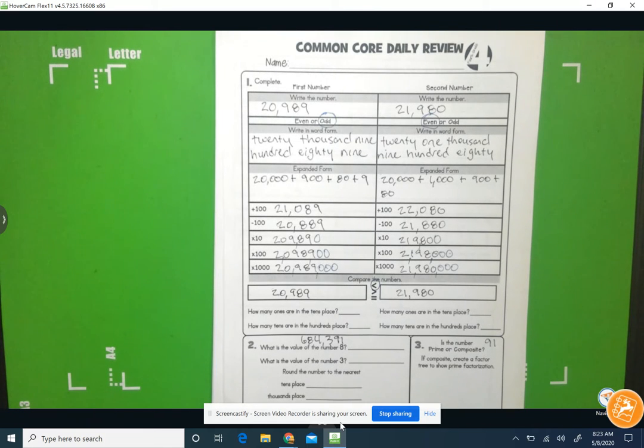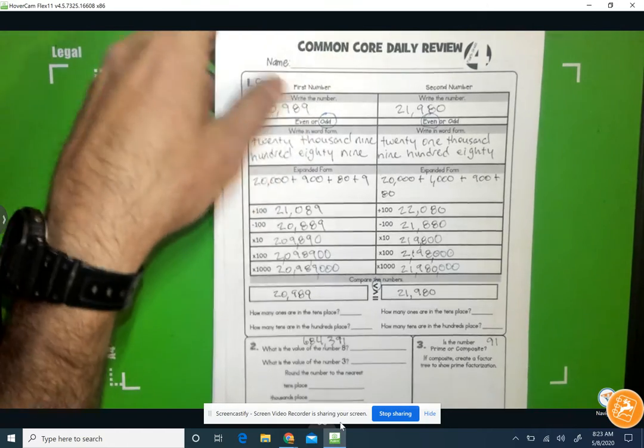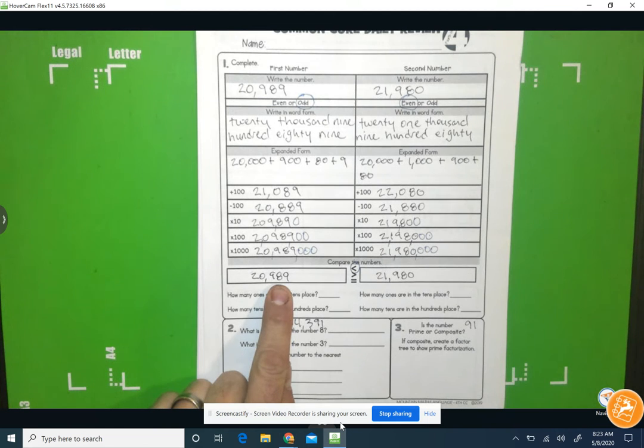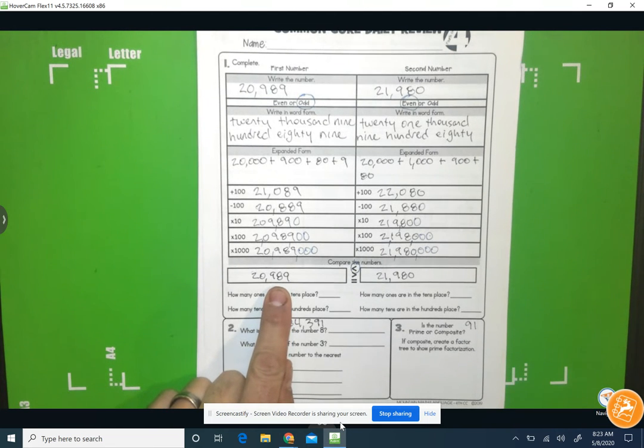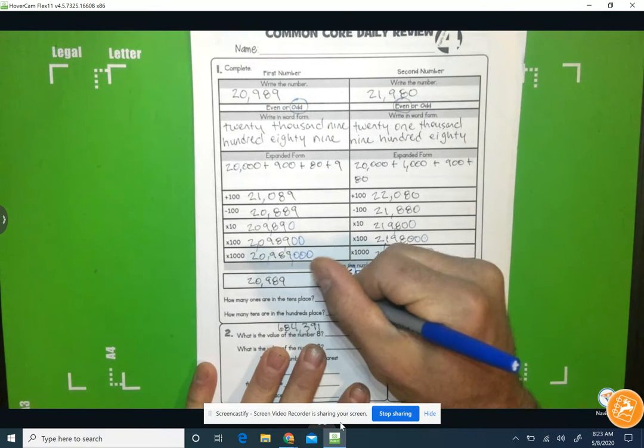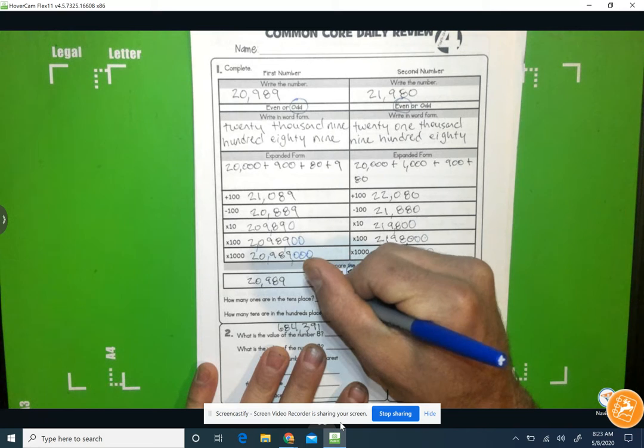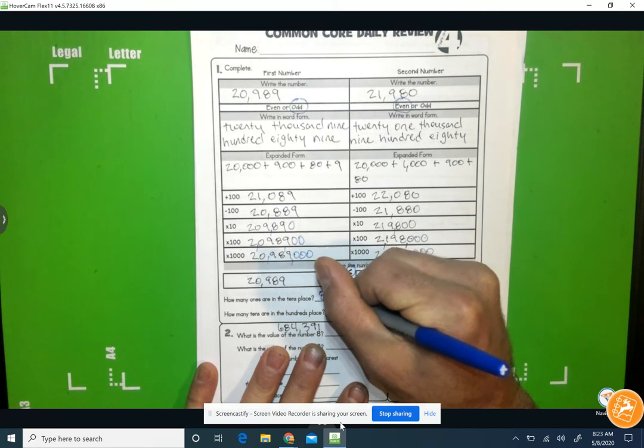21,980. All right, looking at how many ones are in the tens place. In order to do that, you got to know where the tens place is. We're looking at the digit 8. If I have an 8 in the tens place, its value is 80. How many ones does it take to make 80? Well, it takes 80 $1 bills to make $80. So I'm going to assume that 80 ones makes 8 tens.